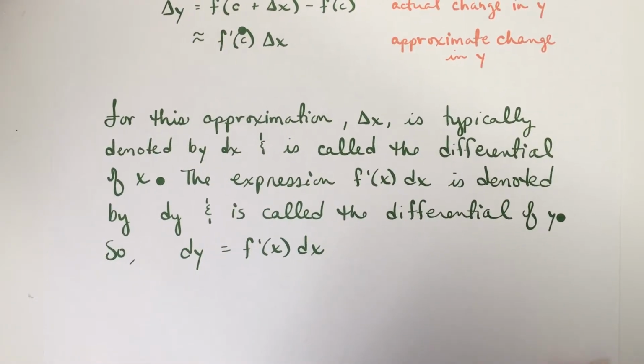Okay, it says for this approximation, delta X is typically denoted by dx and is called the differential of X. The expression f prime of X dx is denoted by dy and is called the differential of Y. So based on that, then you can make the statement or the equation that dy is equal to f prime of X dx. So that's what they're referring to as this differential form, okay?